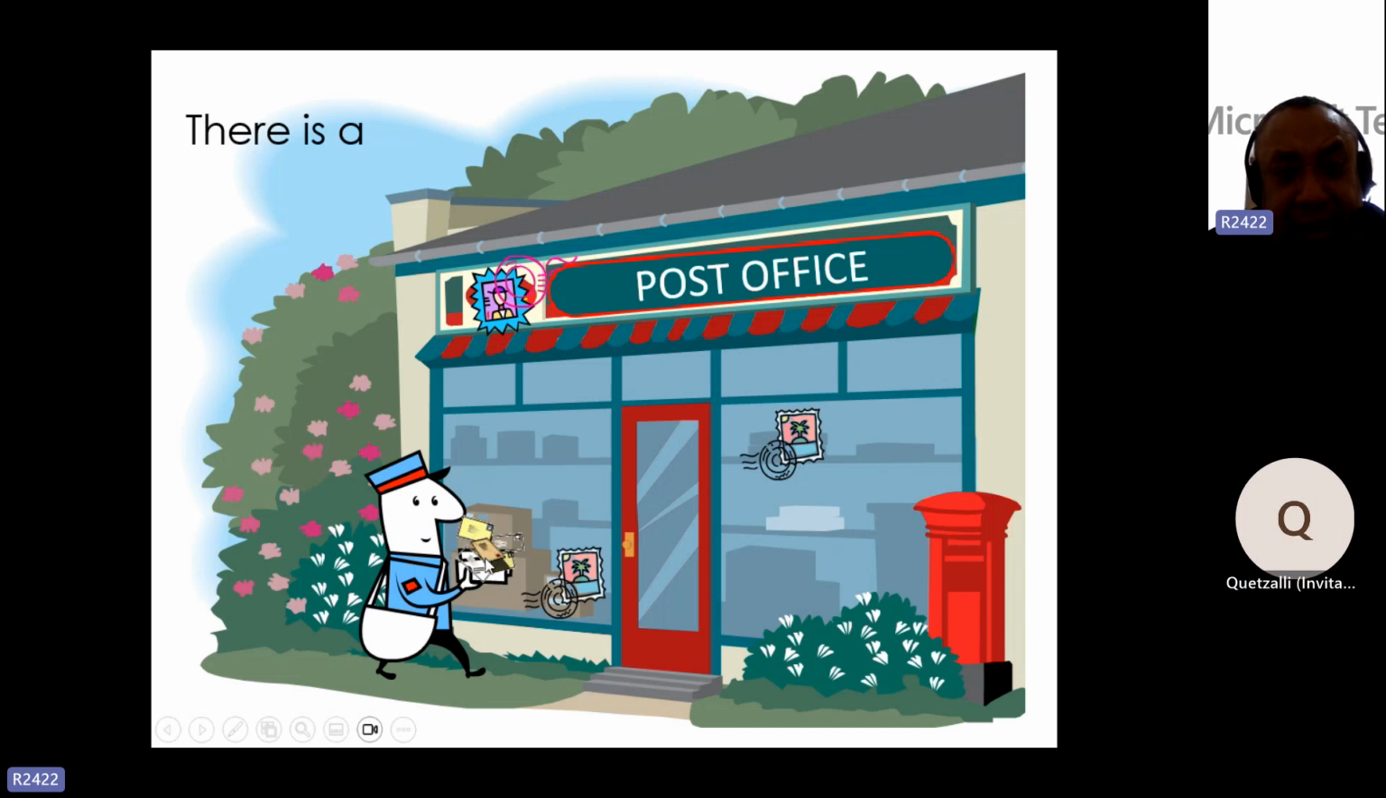How do you call this? How do you say sobre in English? Envelope. I'll put it there, look. Envelope. Okay. Envelope, very good. And what is this one? How do you say estampilla?